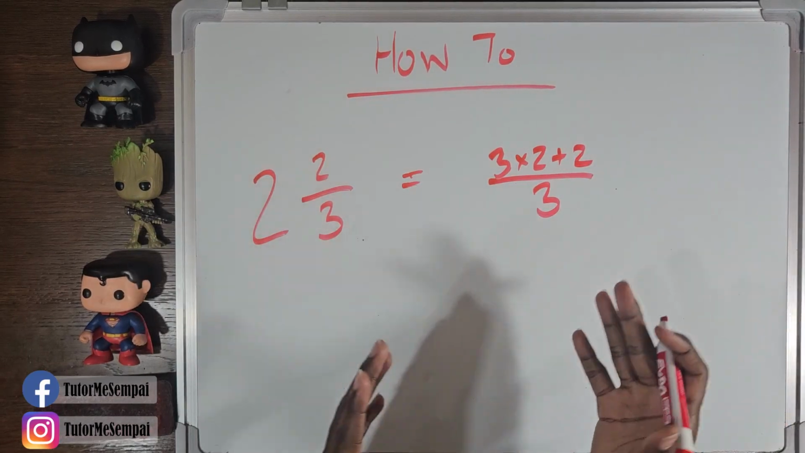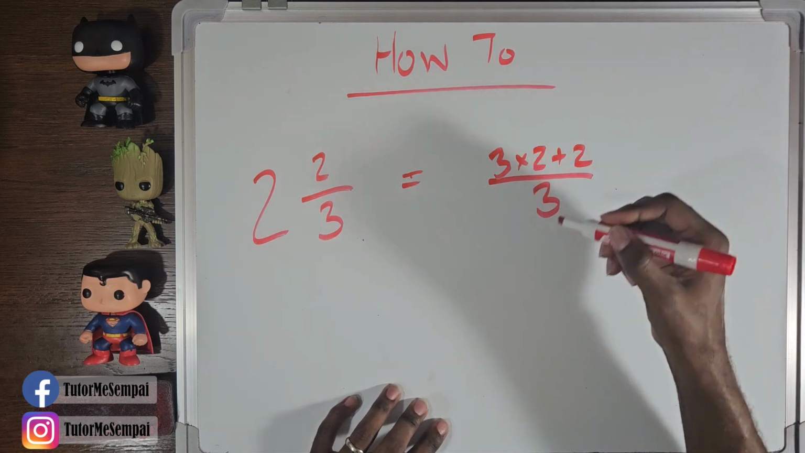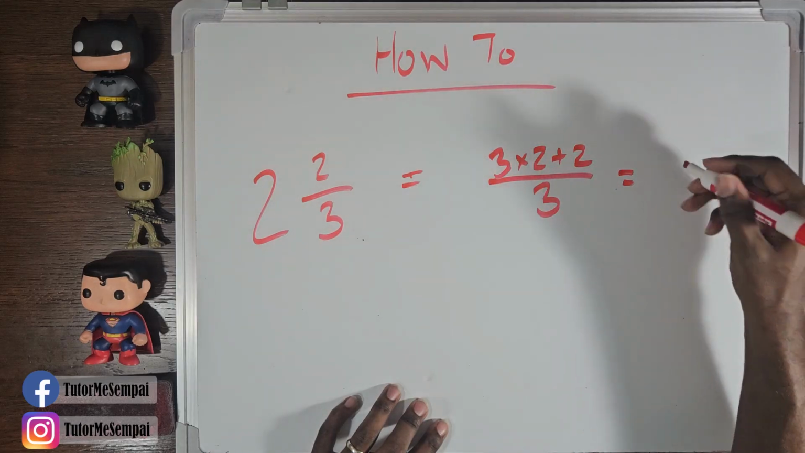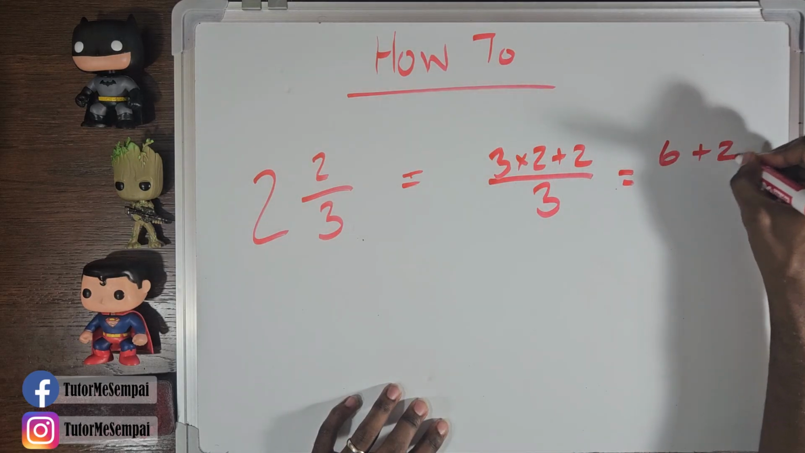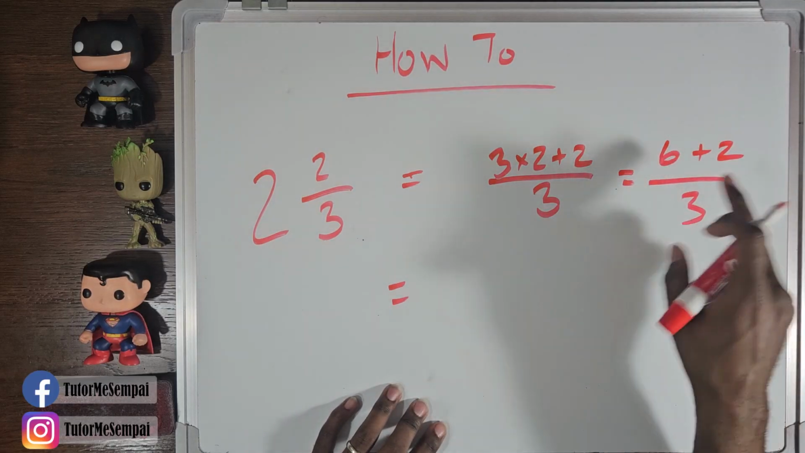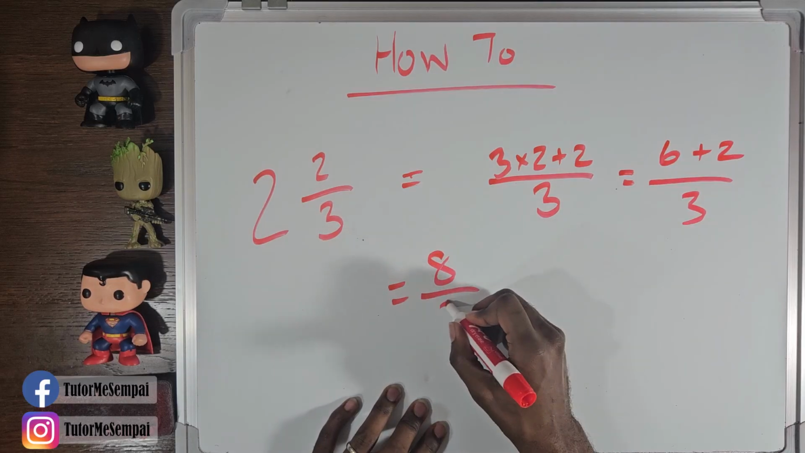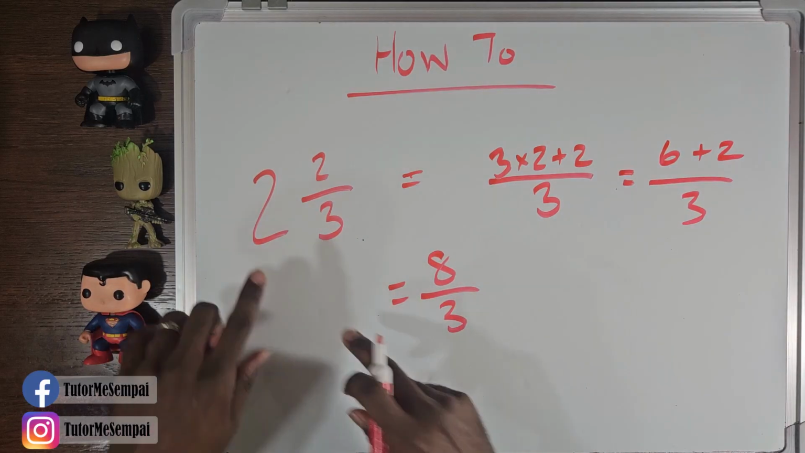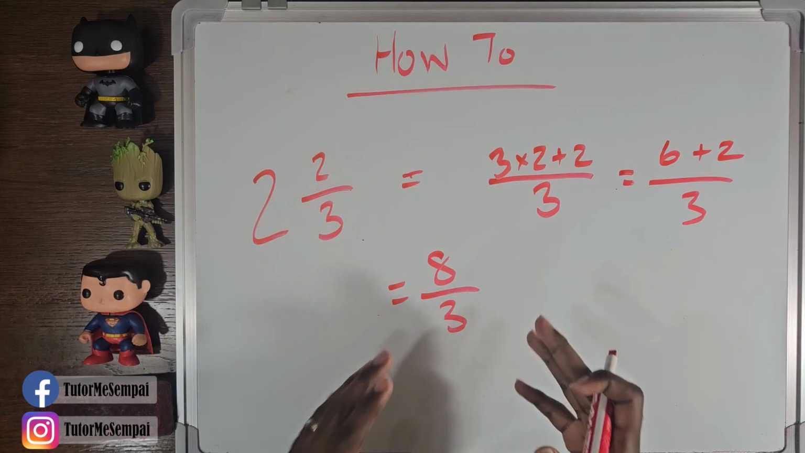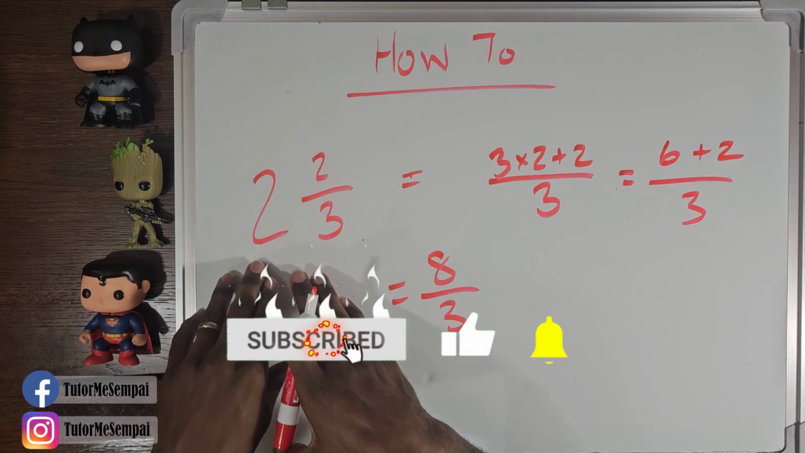Now this is going to be order of operations. You want to make sure you're doing your multiplication before your addition. So by doing that, you're going to have 3 times 2 equals 6 plus 2 over 3. And then you're going to make that 6 plus 2 into an 8 over 3. So our 2 2/3 becomes an 8 over 3. This is going to be our improper fraction when we start with this mixed number.